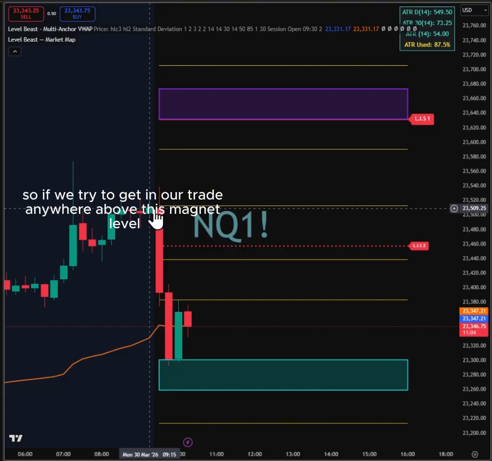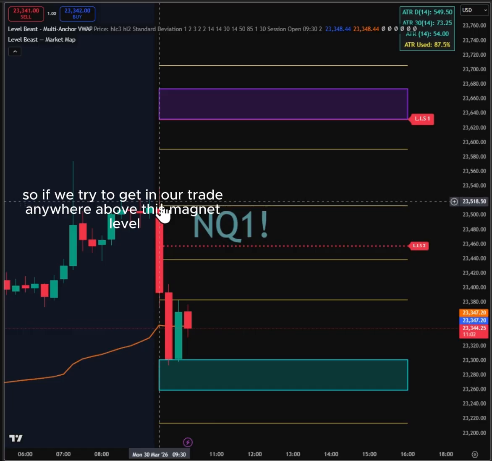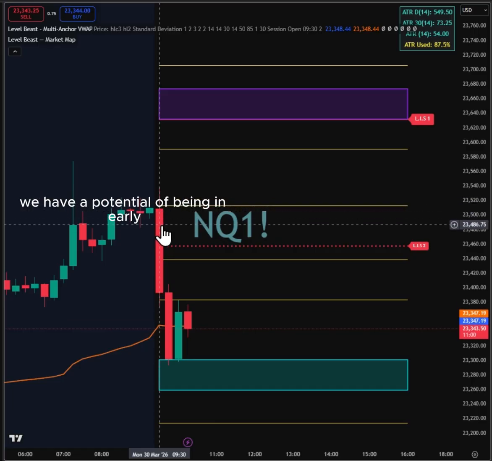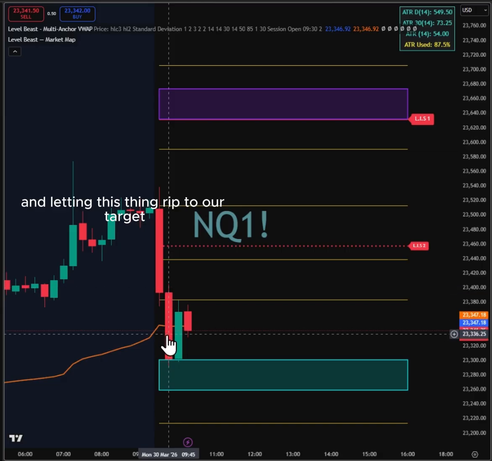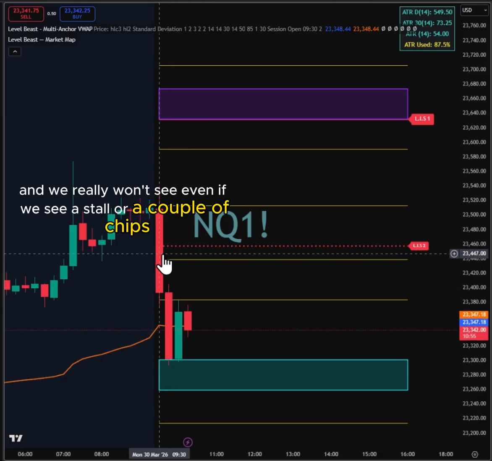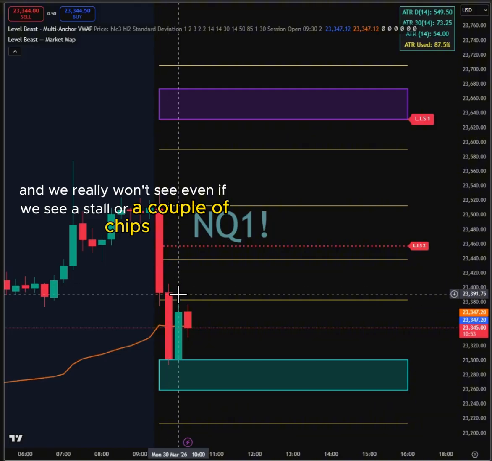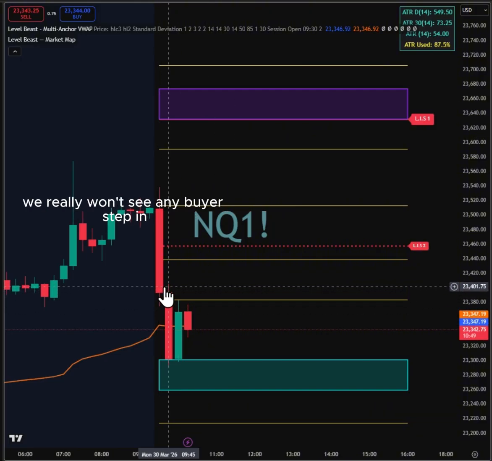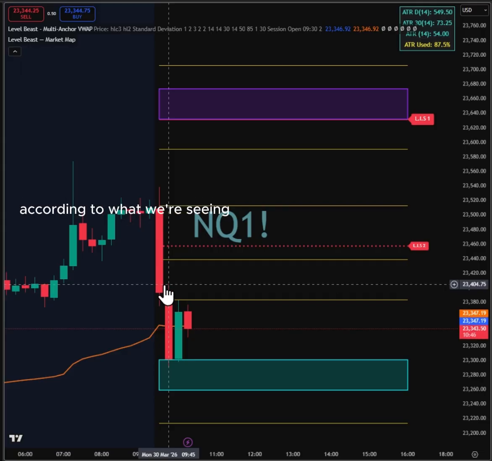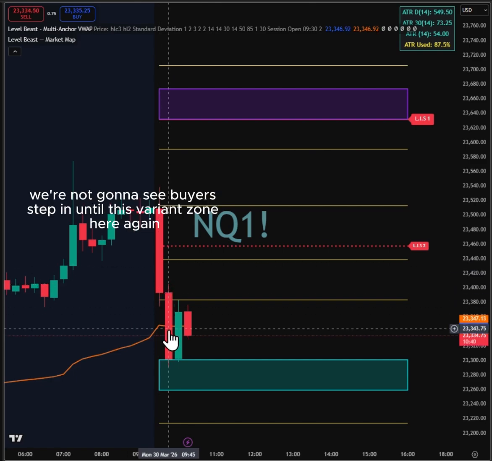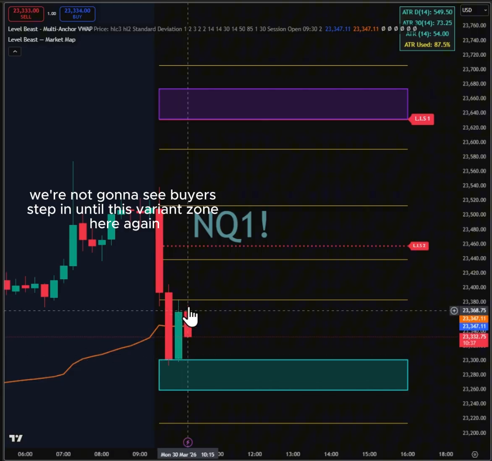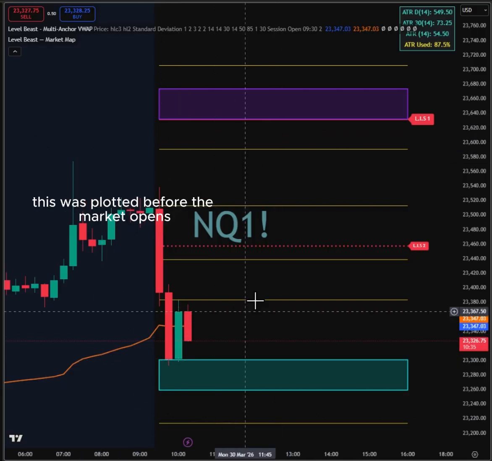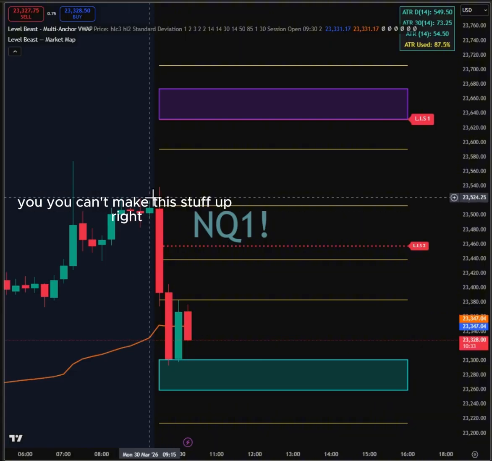So if we try to get in our trade anywhere above this magnet level, we have a potential of being in early and letting this thing rip to our target. And even if we see a stall or a couple of chops, even if the candle closes here and then breaks again, we really won't see any buyer step in according to what we're seeing. We want to be clear on that, okay? Nobody has a crystal ball. But according to what we're seeing, we're not going to see buyers step in until this variance zone here. Again, this was plotted before the market opens. You can't make this stuff up, right?